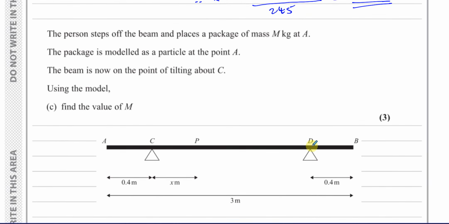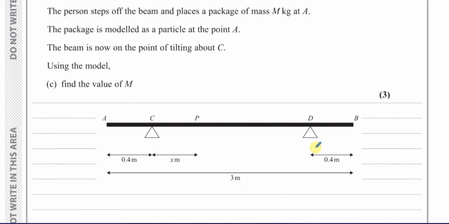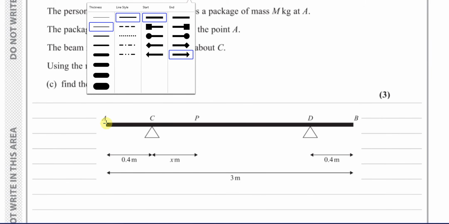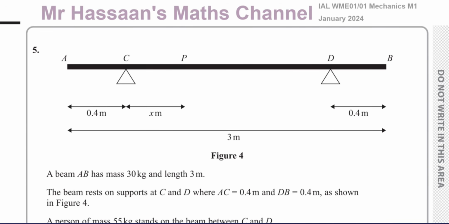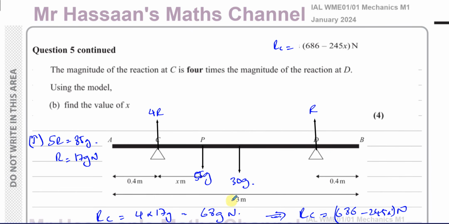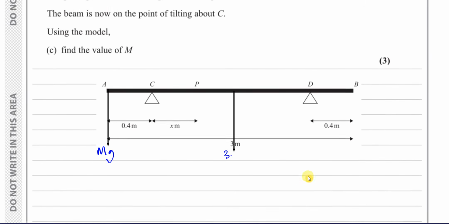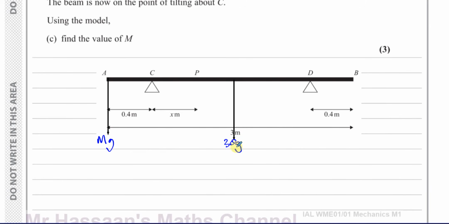Then it says the person steps off the beam and places a package of mass M at A. So he's come off the beam now, and so there's no 55 kilograms, but he's put a package of mass M, so its weight will be mg at A. It's still the same uniform beam, so it still has the weight, which was 30g newtons, yes.